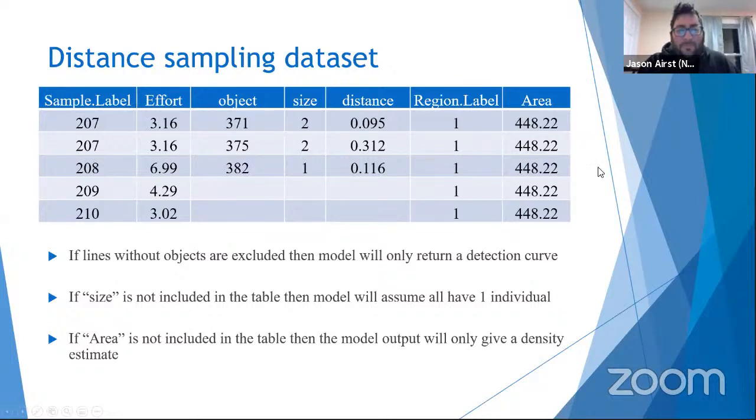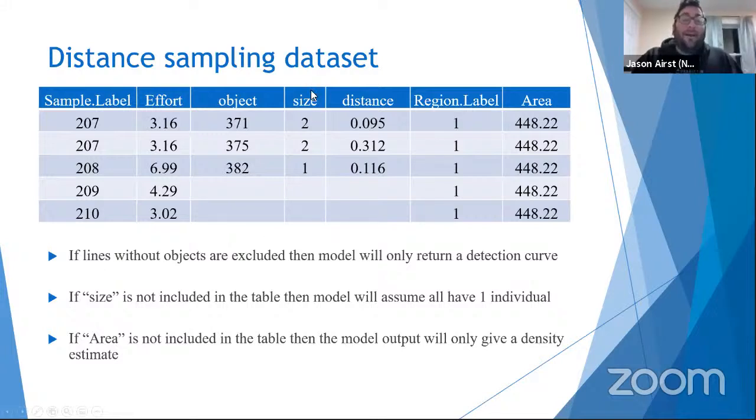You can see that if you have more than one observation on the same line, the way you deal with this is having two rows with the exact same sample label, but having a different object label. And further, if you have a line that had no group seen on it, you enter that in with a blank row for object, size, and distance, but the row still is included. If you don't include rows that don't have observations, then your summary statistics are just going to give a detection curve.